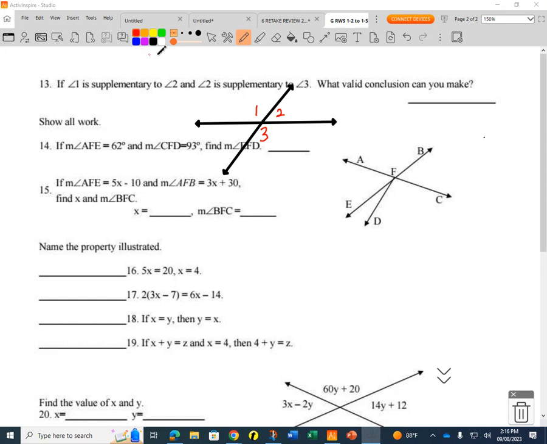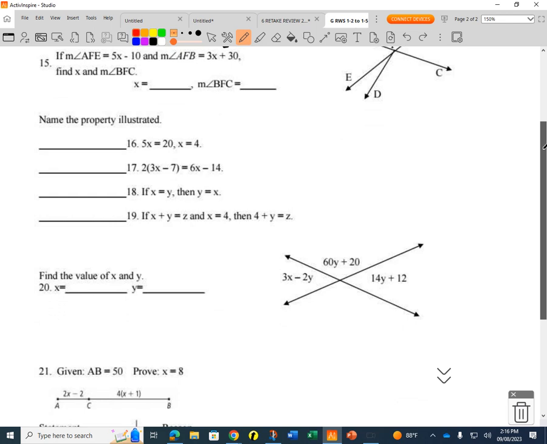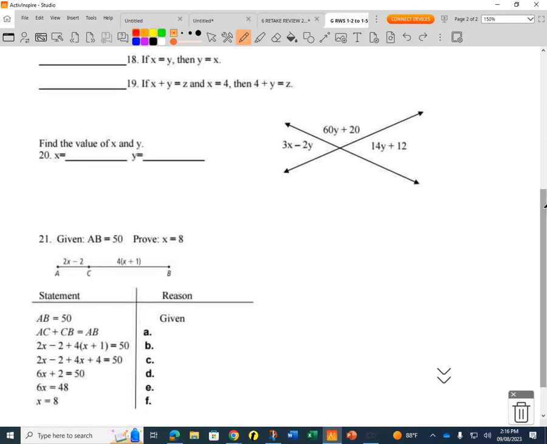Third time, see if I can get the last two problems in before someone else comes to my door. All right, so number 20.